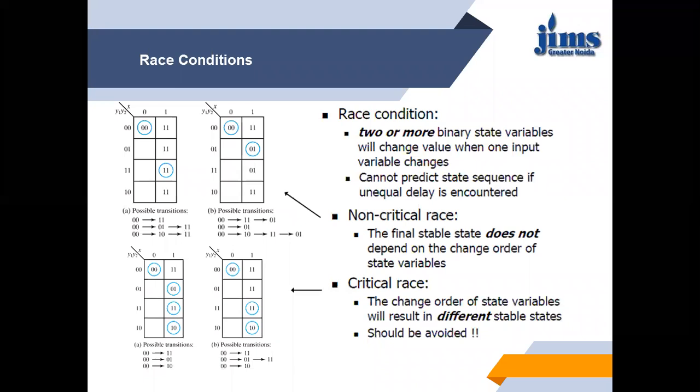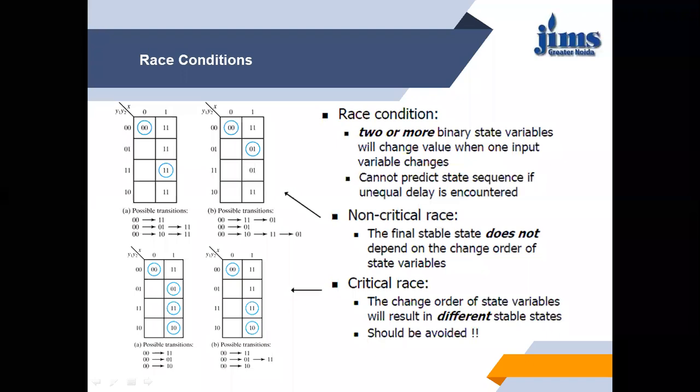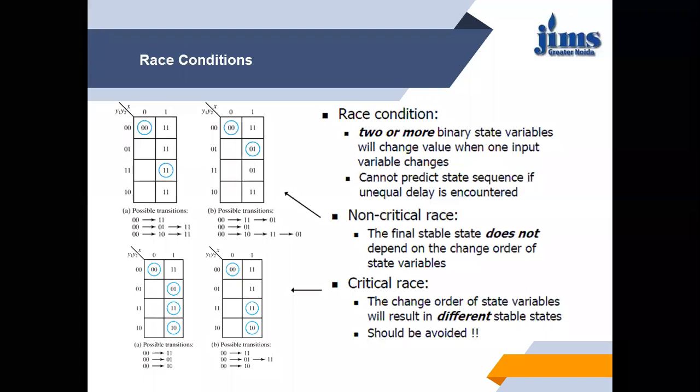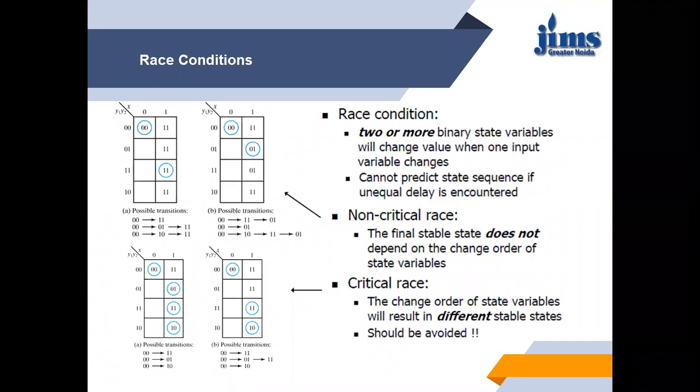So the critical race is defined as the change order of the state variables resulting in different stable states, and in all possible design conditions, the critical race must be avoided. That means whatever the race is, if a race is present in the circuit, we should avoid the critical race. That means in each possible transition, the final state must be constant. It means whichever state we are trying to move the circuit to, it should go into that particular state. So that must be kept in mind.